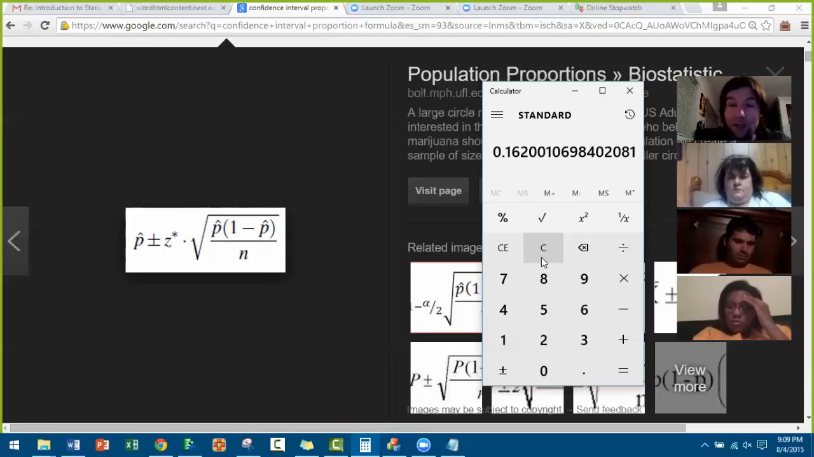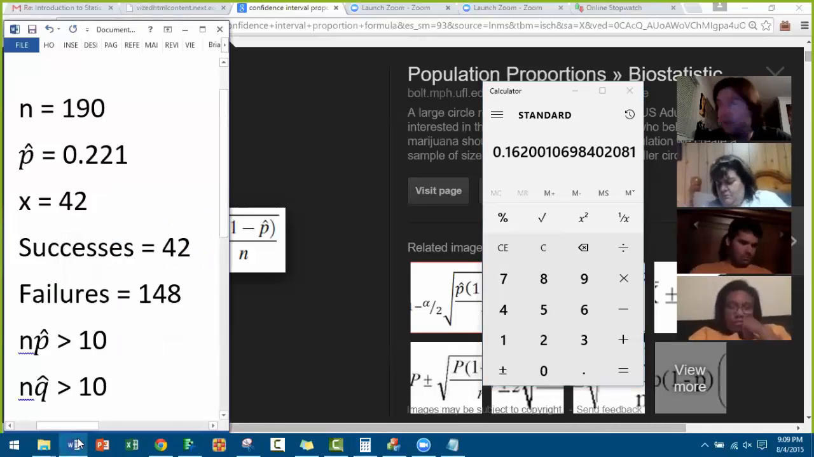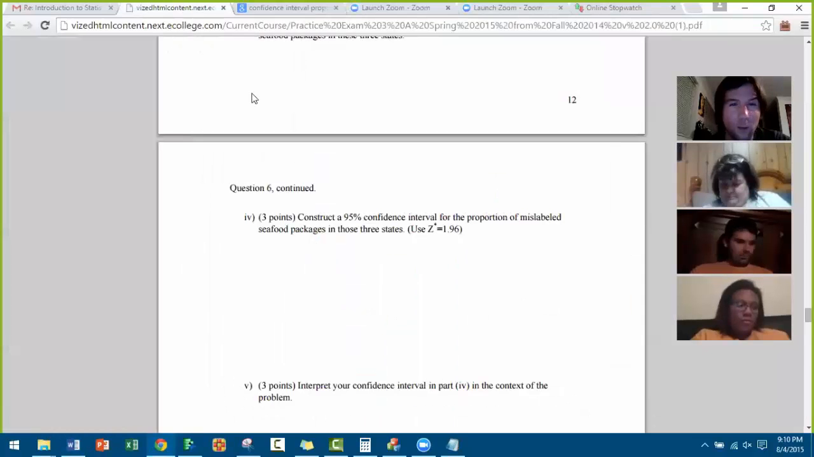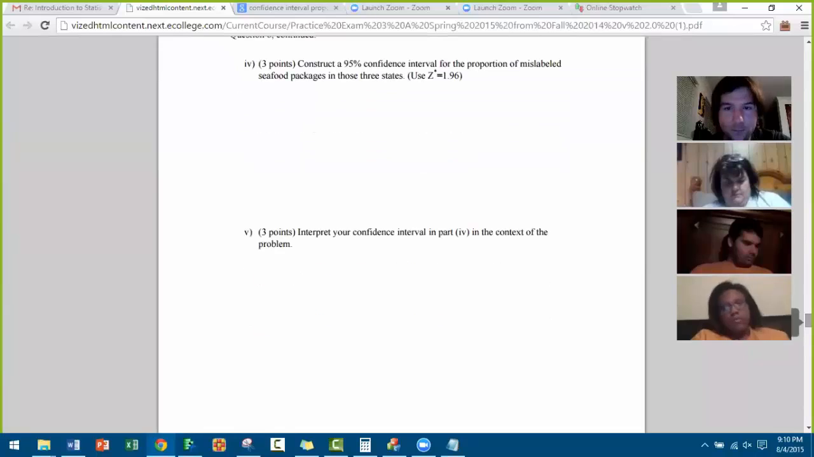If you do it in your calculator using the one prop z interval, you will get that same answer with the notation right there. One prop z interval is the correct thing in the calculator. It's like number something. Like number 0, I think. Or it's number A. It's one of those later ones. Intervals come later on the calculator. Okay, more questions. Interpret your confidence interval.